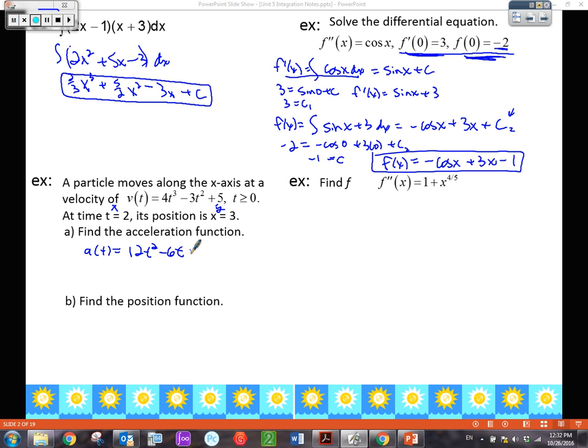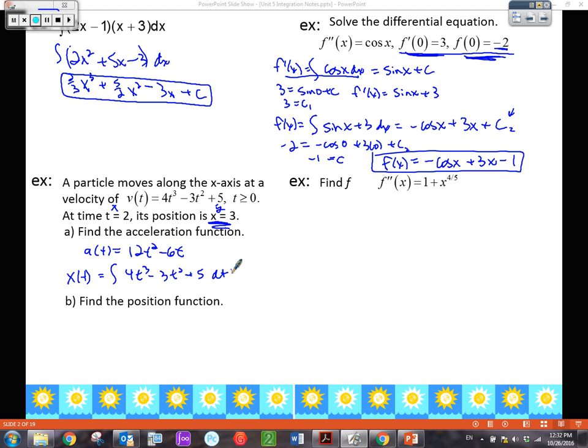Okay, so to find the position, am I going to integrate the acceleration or the velocity? The velocity, right? I need to go back one from velocity. So x of t, because that's the variable they're using, equals the integral of 4t cubed minus 3t squared plus 5 dt. Notice I put dt here because that's the variable we're using. It's still a single variable, we're not doing multiple variables, but it's t instead of x, so I put dt.